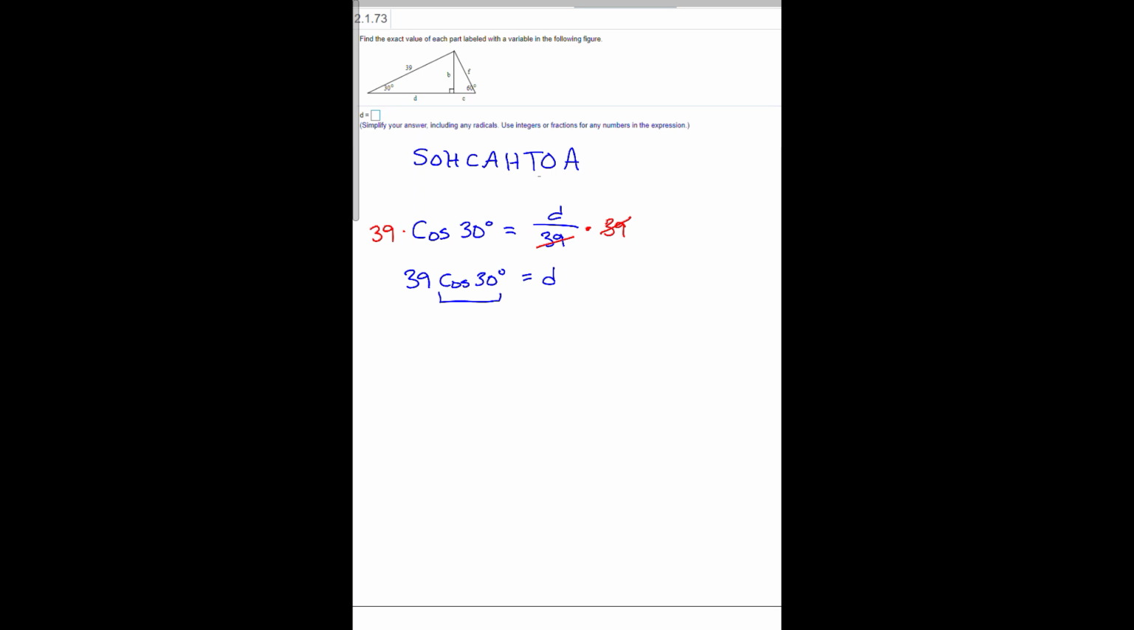So that means we would have 39 times the square root of 3 over 2 equals D. So in order for us to solve this, we would just multiply the 39 and the square root of 3 over 2 together, giving us 39 times the square root of 3 divided by 2 as our exact answer. And that's all we would have to do in order to simplify this problem. And this would be the exact value of the D side of that triangle.